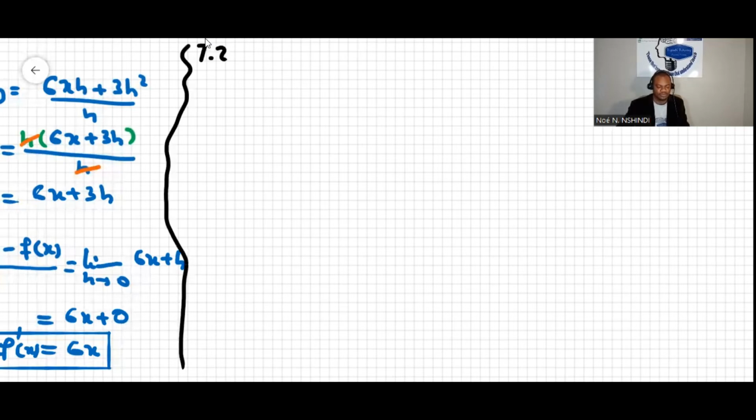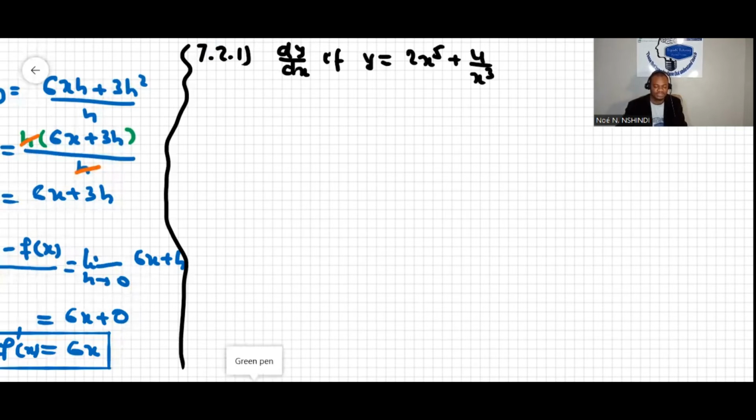Let's see 7.2.1. We are looking for dy/dx if y equals 2x to the power 5 plus 4 over x to the power 3. In a situation like this, it is better to transform the terms of our function. The function will be the same, but it will just look different. So this is like 2x to the power 5 plus 4 times x to the negative 3. If you move that up there, remember the law of exponents.